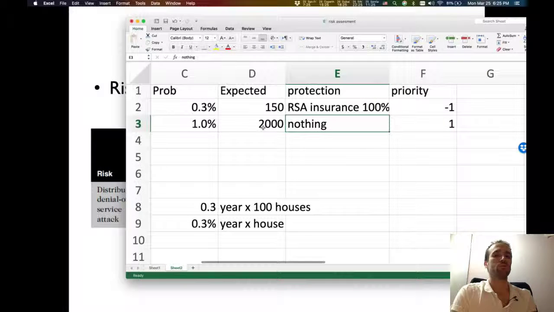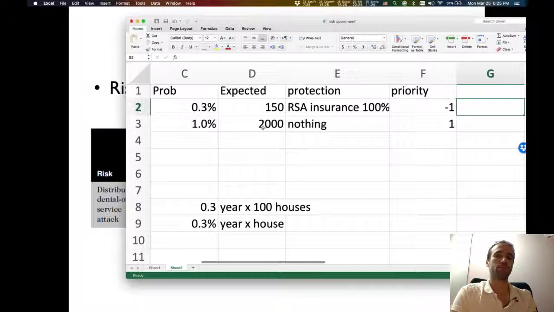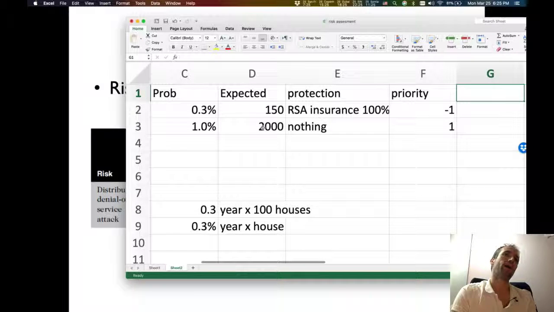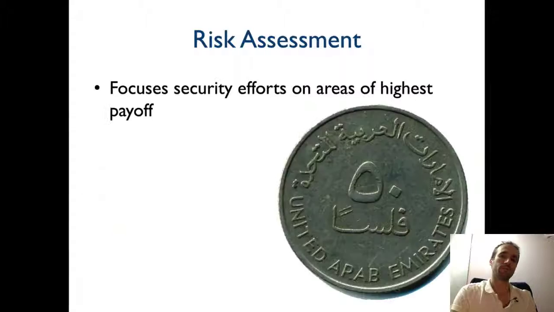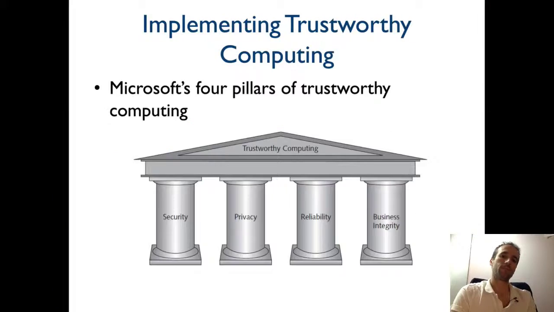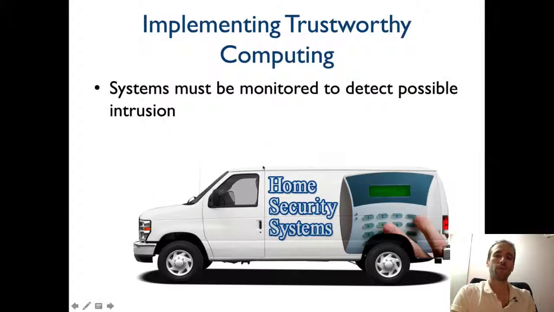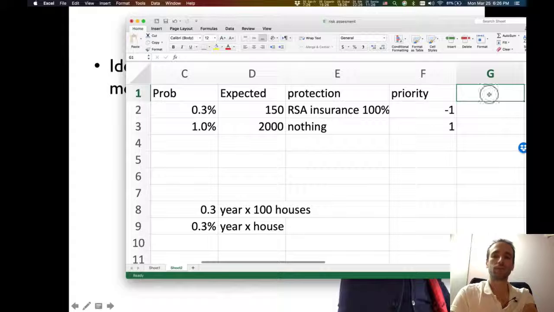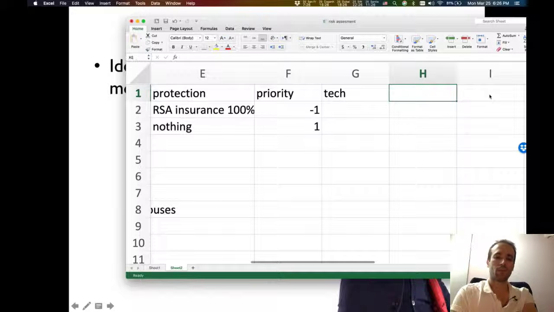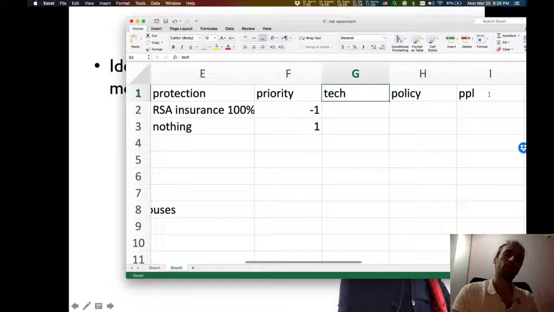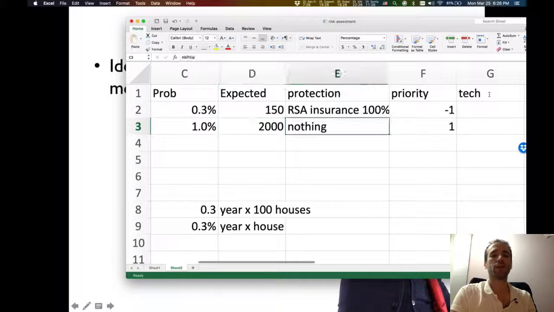So in this case, what could we do? You could look at the slide that we just saw. Security is a system, a combination of technology, policy, and people. So you would go back to the Excel and you would say technology, policy, and people. So what could we do technologically to protect against this threat?